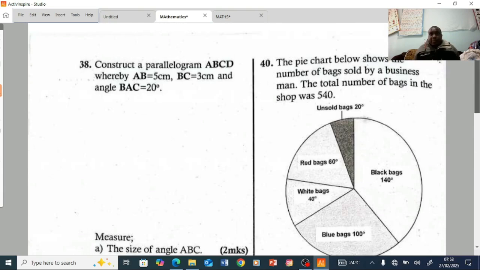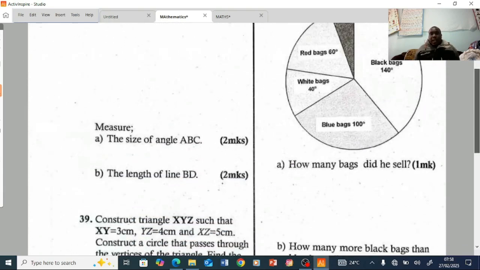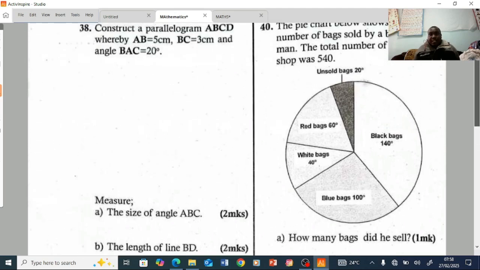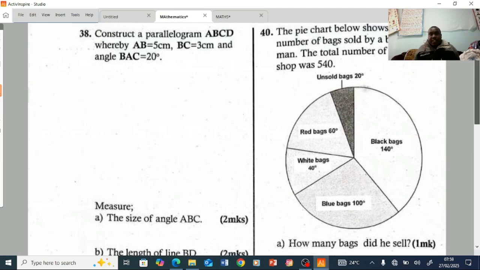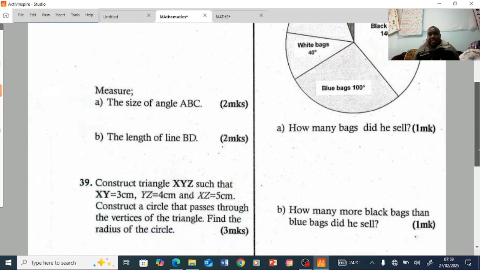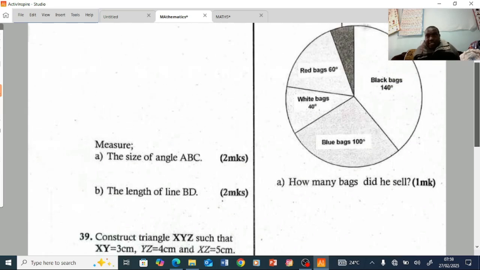The pie chart given shows the number of bags sold by a businessman. The total number of bags was 540. How many bags did he sell? How many more black bags than blue bags did he sell?